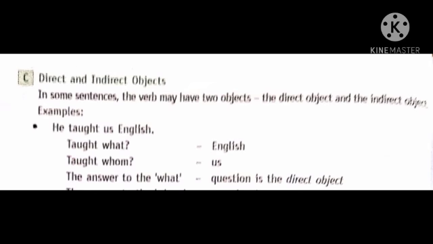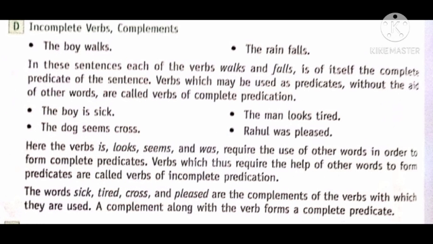Now our next topic is direct and indirect objects. In some sentences, the verb may have two objects, the direct object and the indirect object. For example, he taught us English. Taught what? English. Taught whom? Us. The answer to the what question is the direct object. The answer to the whom question is the indirect object.